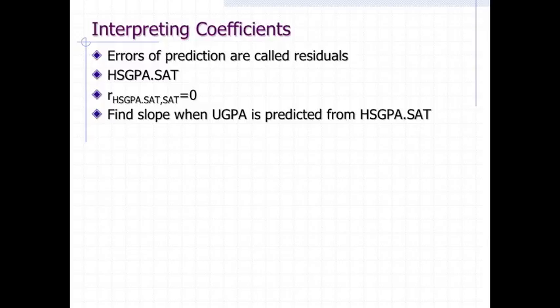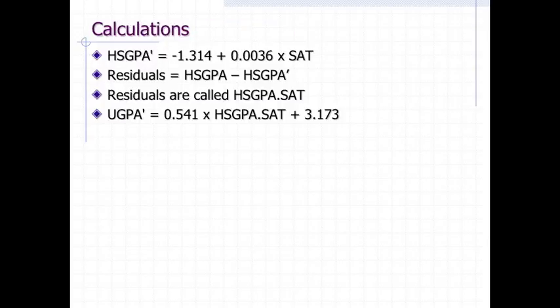The final step in computing the regression coefficient is to find the slope of the relationship between these residuals and UGPA. This slope is the regression coefficient for high school GPA. The linear regression equation for the prediction of high school grade point average by SAT is shown here. The residuals are the differences between the actual high school grade point average scores and the predicted scores. Next, undergraduate grade point averages are predicted by the residuals.